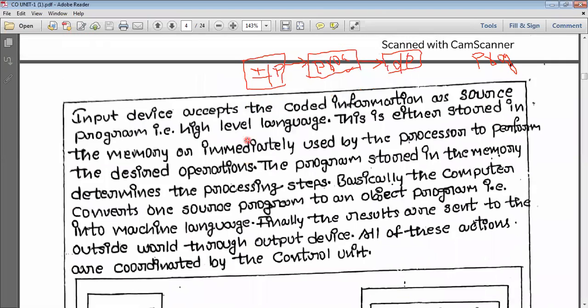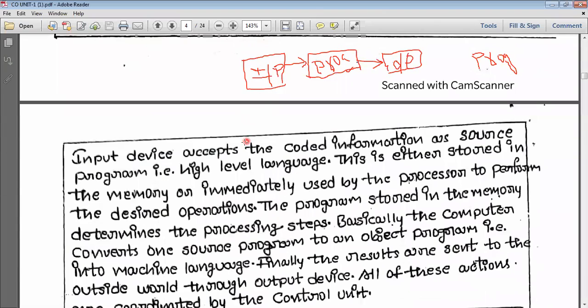See here, if you study this material, the input device, that is actually from the keyboard we are giving the input, isn't it? So that is high level language. High level language in the sense assembly language. Actually, the programs are written in high level language by the user. Actually, this high level language is not understood by the processor. This high level language is understood by the user only.